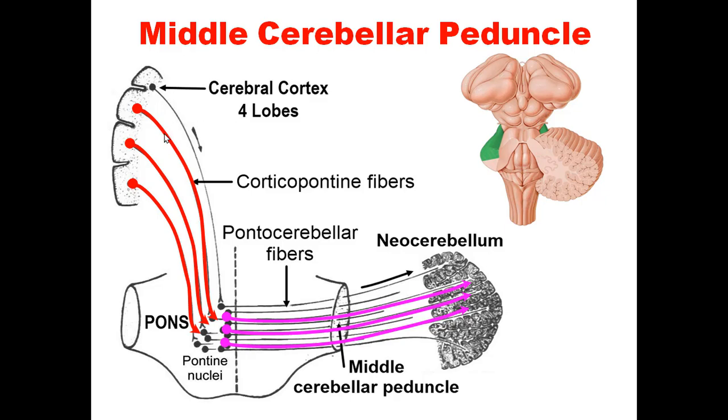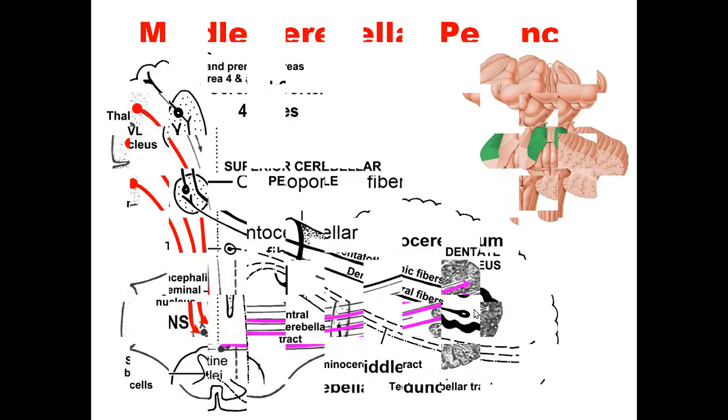So these fibers, pontocerebellar fibers, convey motor information from the motor areas and sensory information from the sensory areas to the pontine nuclei, and from the pontine nuclei the fibers cross to the opposite side to the neocerebellum.